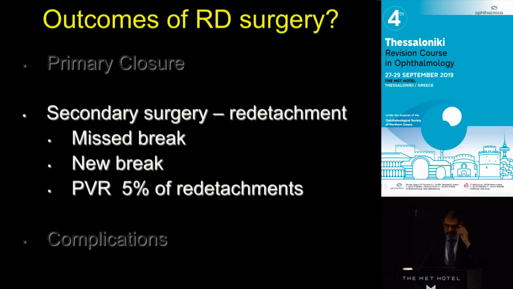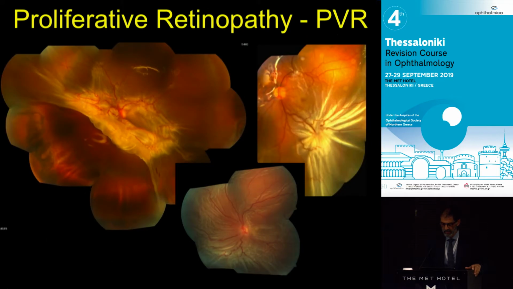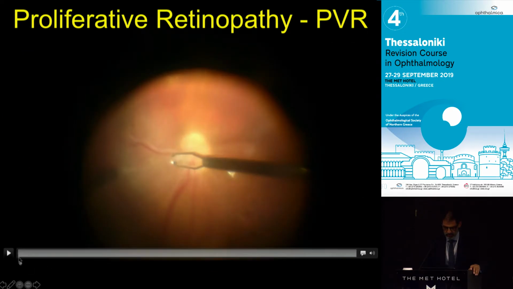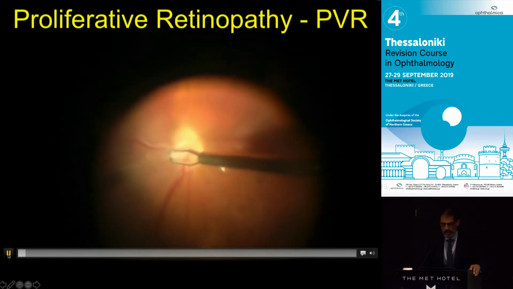Secondary surgery for redetachment: why does it come off? Missed breaks, new breaks, usually N3 side breaks, but most commonly, once you get to a level where you're not missing breaks, your surgery is good, the one thing you can't overcome is PVR. PVR is, of course, a natural scarring reaction that occurs within the eye in response to both the retinal detachment and your surgery, and most of you will have seen at least some form of PVR, which I'll just show you.